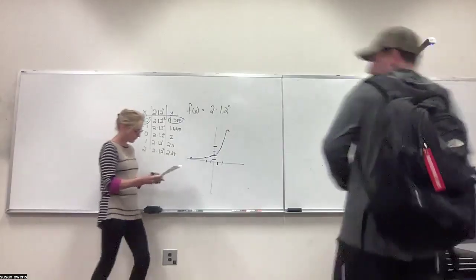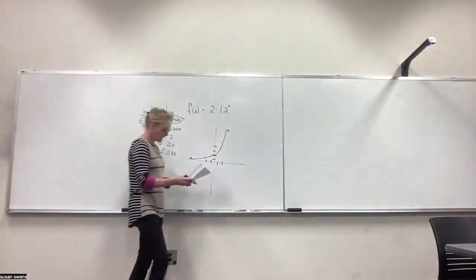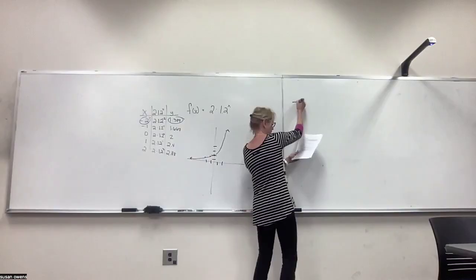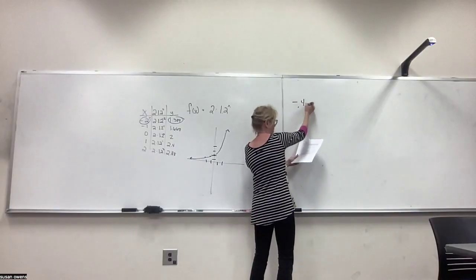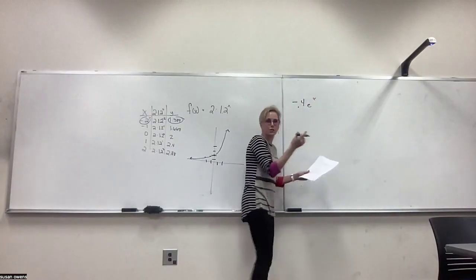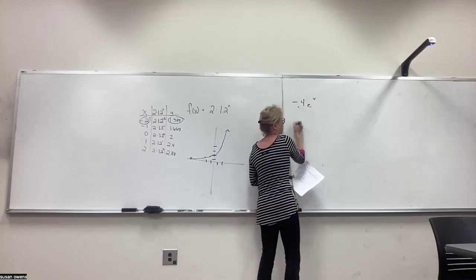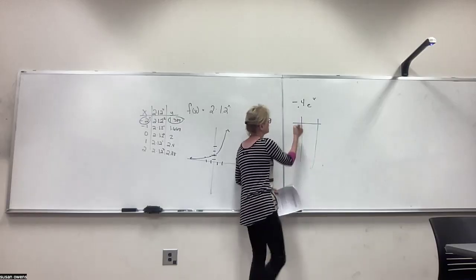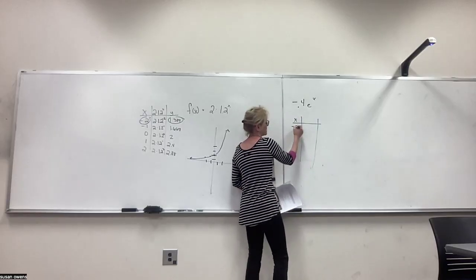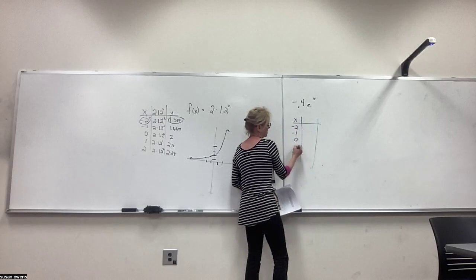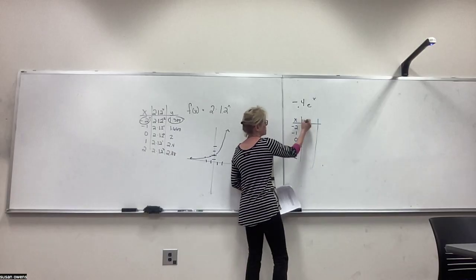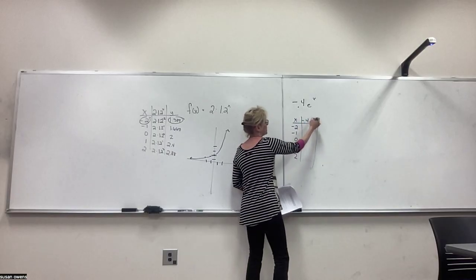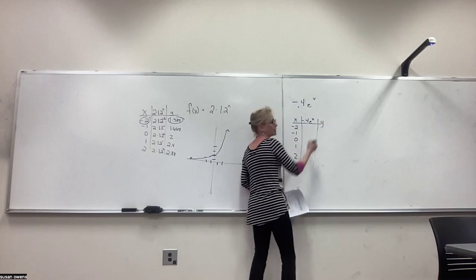All right. The next one says to graph -0.4 e to the x. So this is just practice using that E button on your calculator. Other than that, it's exactly what we just did. We're going to pick our x values, -2, -1, 0, 1, 2, and use the calculator to get the y value.